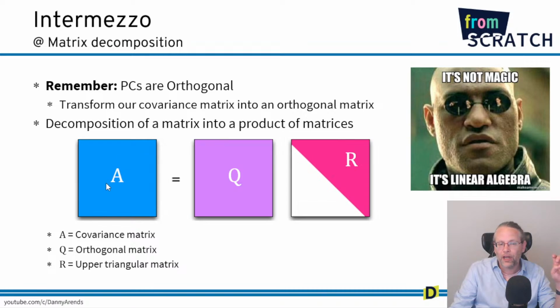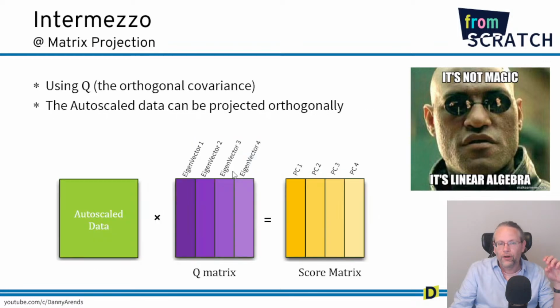So we have matrix A, which is our covariance matrix, and now we want to decompose A into 2 separate matrices. So we want to split it into matrix Q, which is orthogonal, and then we have matrix R, which is the upper triangular matrix. So by multiplying Q and R together, I get back my covariance matrix. But I can then use this matrix Q to multiply my data with, right?